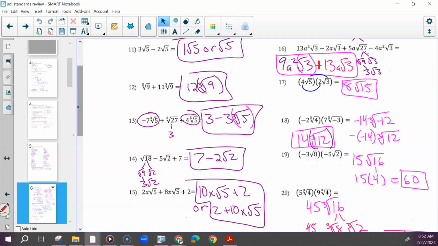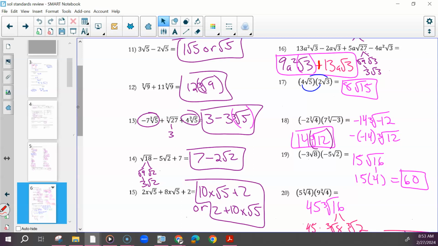Number 11, the square root of 5, or you can put 1 times the square root of 5. 12 is 12 times the cube root of 9. 13 is 3 minus 3 times the cube root of 5. 14, 7 minus 2 times the square root of 2. 15, 10x times the square root of 5 plus 2, or you can write that vice versa. 16 is 9a squared times the square root of 3 plus 13a times the square root of 3. 17 is 8 times the square root of 15.